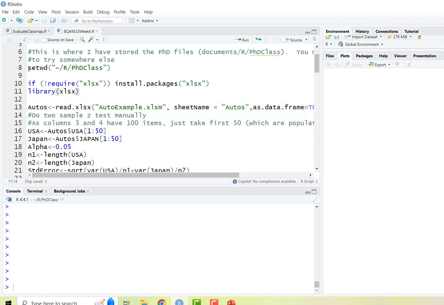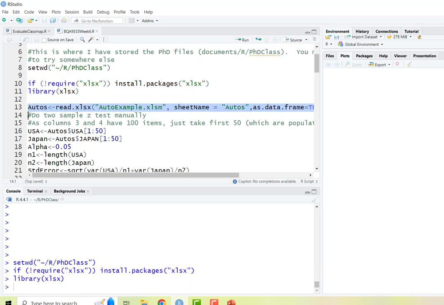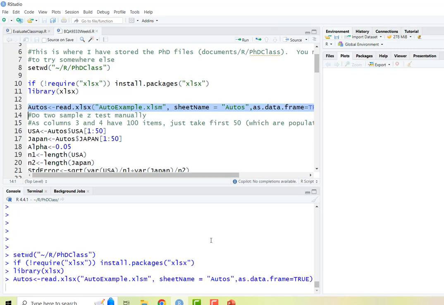Okay, so this is the week 6 R code. First thing we're going to do, just set to the right directory with all our files in it. Then put the library for loading Excel files into memory. Now load in the autos Excel file.